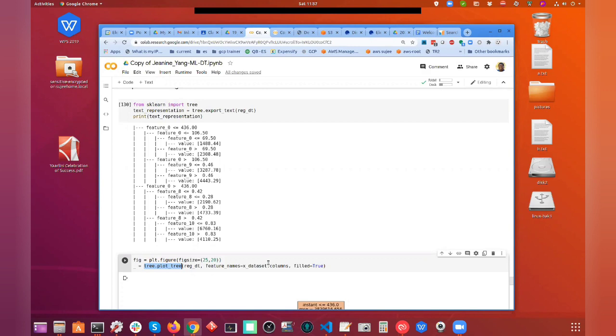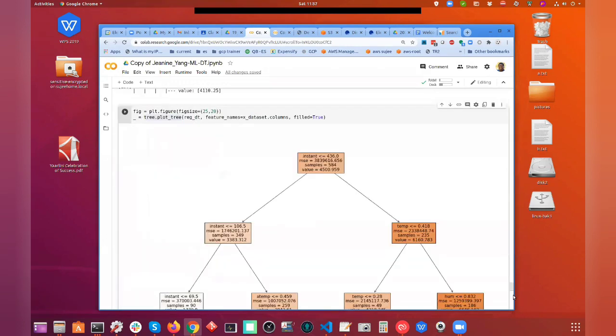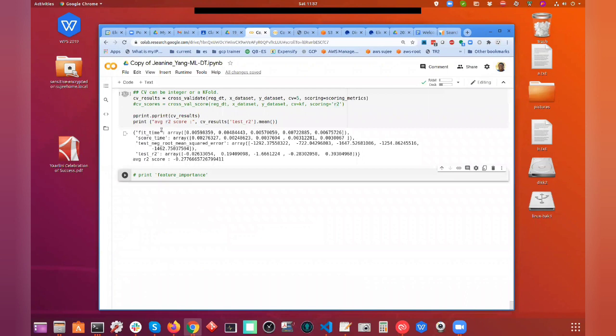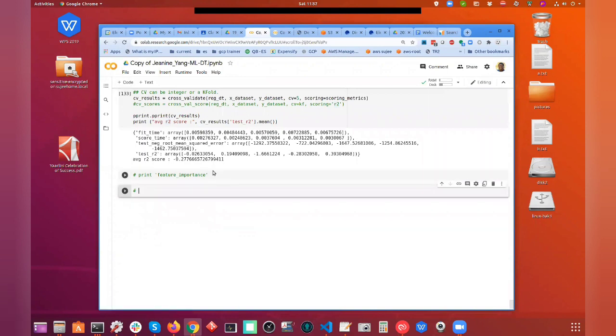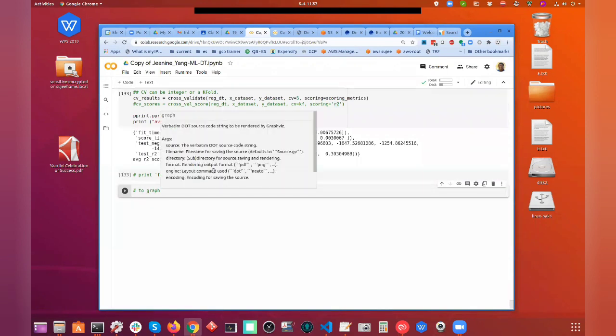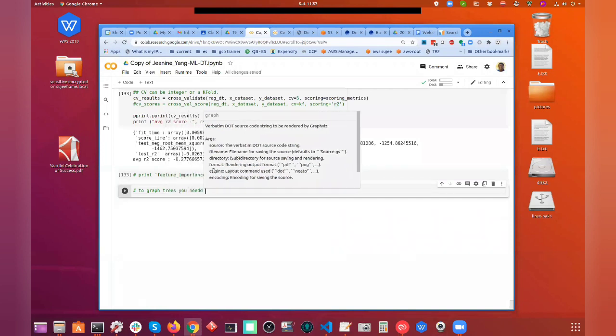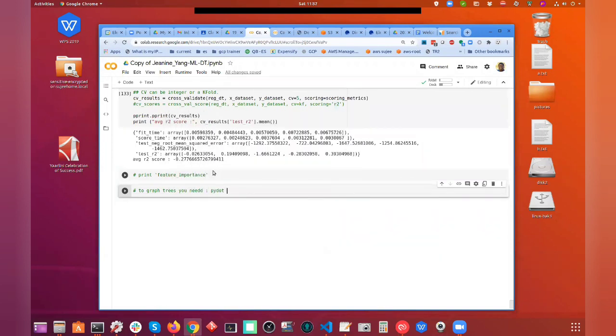Oh, so okay, in that case you need pydot. It uses a package called pydot. To graph trees, you need pydot and graphics. Two packages. So you can just do pip install pydot. You can do something like that: pip3 install pydot. I always use pip3 just to make sure we are doing the version 3 install.